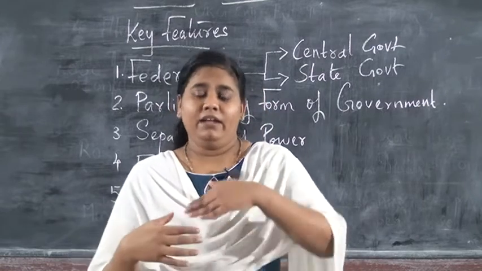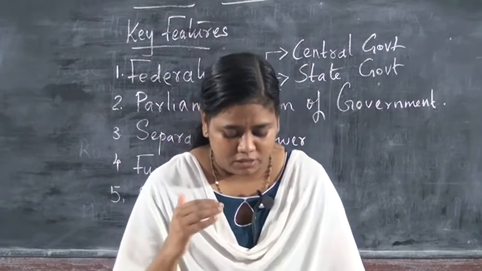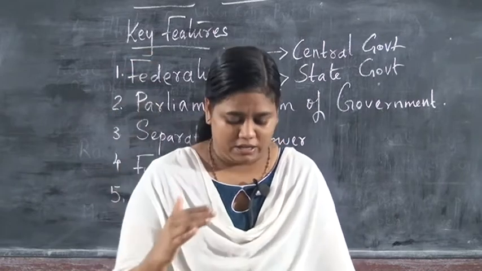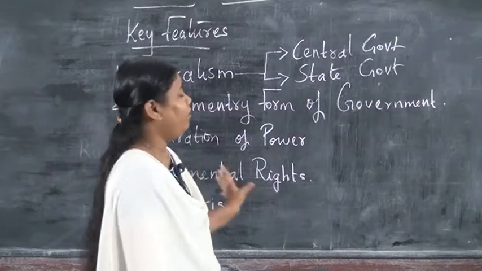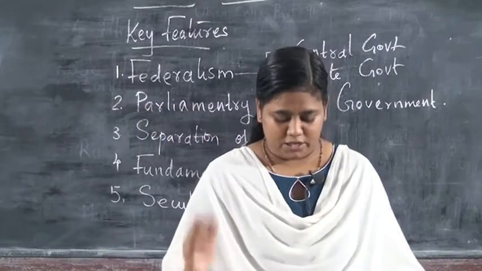Distributed power in each of the levels of the society. So there is Panchayati Raj, state government and central government. That was the meaning of federalism. We have two types of government, central government and state government.